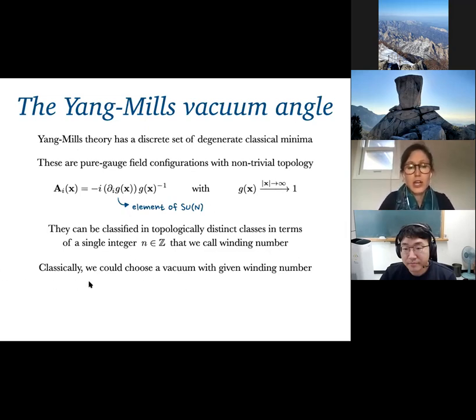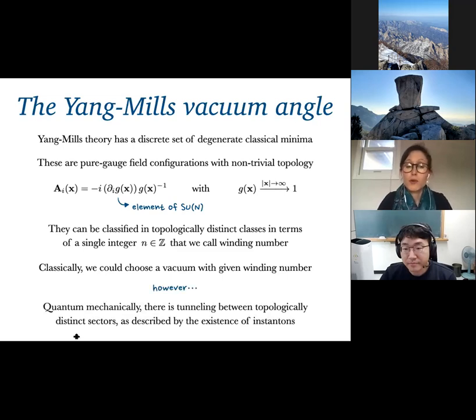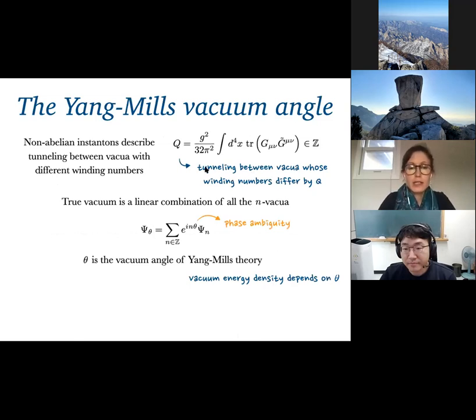So classically, you could choose any one of these vacua with a given winding number and just expand around that vacuum. However, quantum mechanically, there is tunneling between topologically distinct sectors. And as usual in a semi-classical expansion, this tunneling is described by the existence of instantons. Appropriately normalized, the action of Yang-Mills instantons is given by an integer, which is the topological charge of the instanton. So instantons with topological charge, say Q, describe tunneling between vacua whose winding numbers differ by Q units, okay?